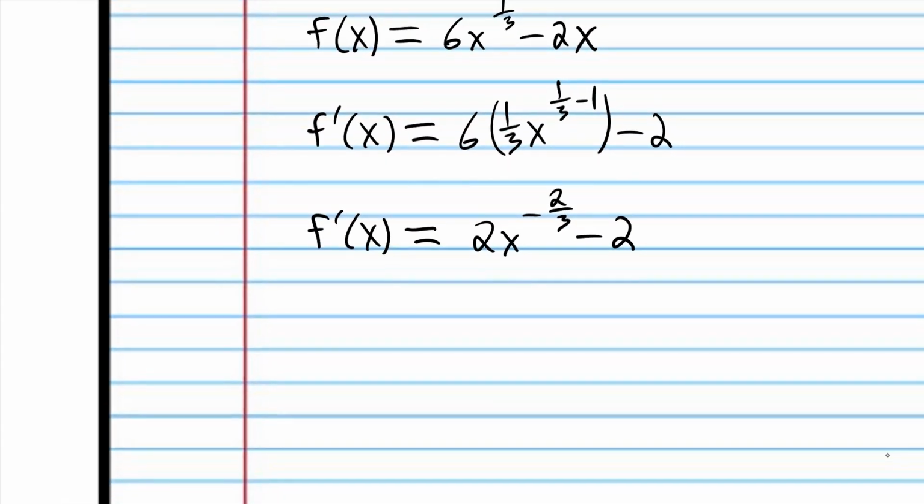Now we have a negative fraction exponent. We have to bring the expression down so it becomes a positive 2/3, but we also have to get rid of the fraction exponent and change it to cube root of x squared.